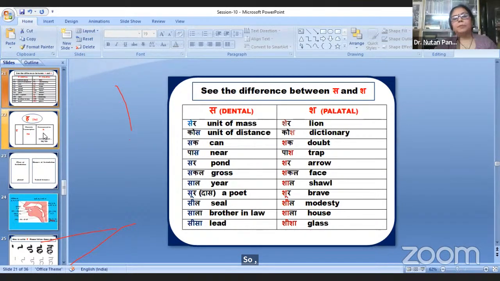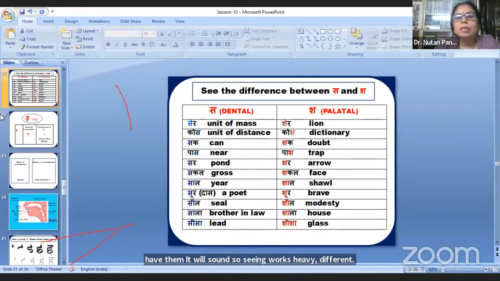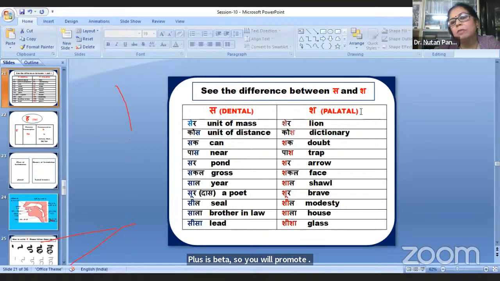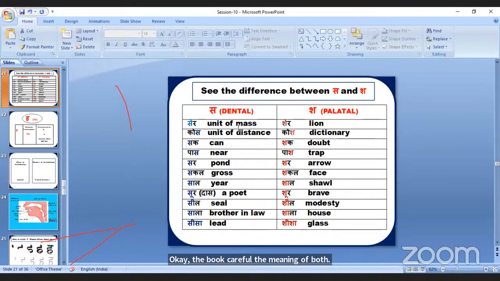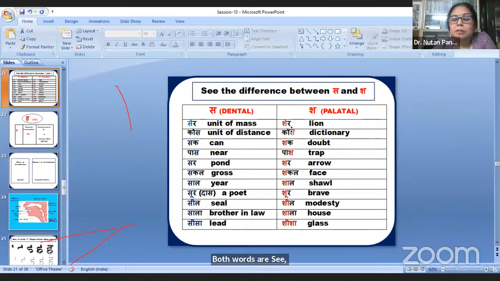Yes. Okay. This is very important. On this slide, please be careful to see this one. We have done dental sa and palatal sounds. So there is a list of words having the same sounds but a different sa. You see, all the sounds are same, but only sa is different. First is dental sa. You will pronounce with the help of the dental, and in the second list, the words are produced with the help of sha. These are palatal. Okay, but be careful. The meaning of both words is different. Say, share.